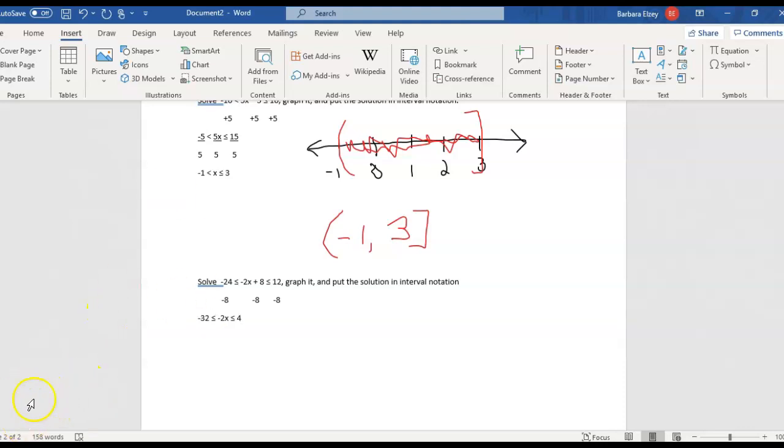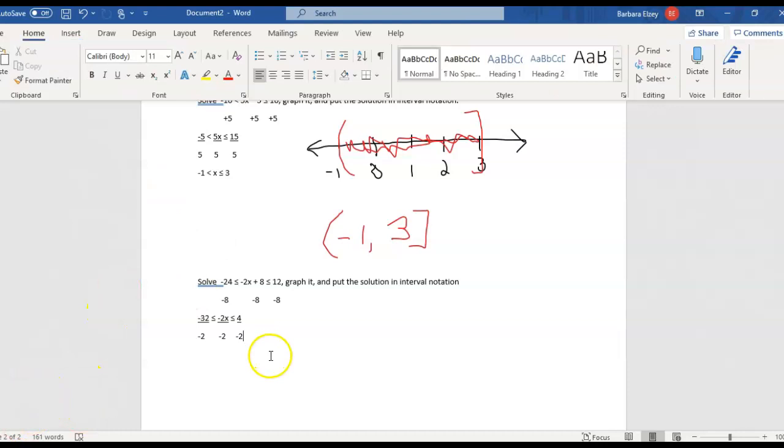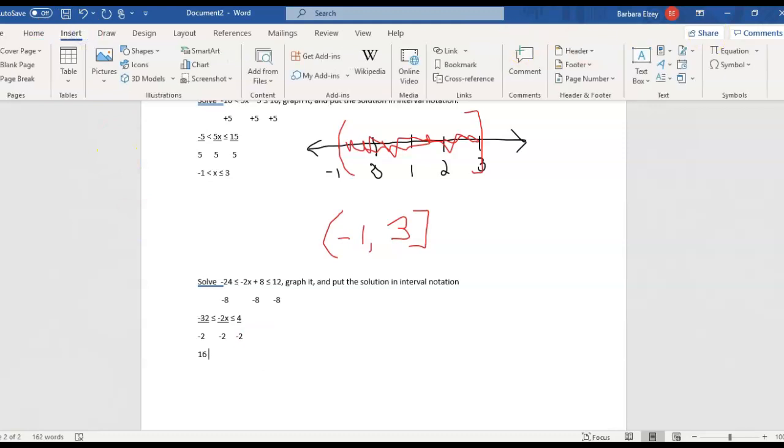So let's divide by negative 2. Okay, so when I do that, negative 32 divided by negative 2 is 16. Remember I said we've got to flip our inequality. That means we've got to flip both of them. So this will become a greater than or equal to. We'll just have x. Flip that second one as well. Greater than or equal to. And then 4 divided by negative 2 is negative 2.